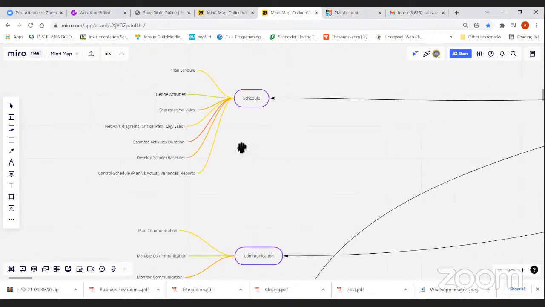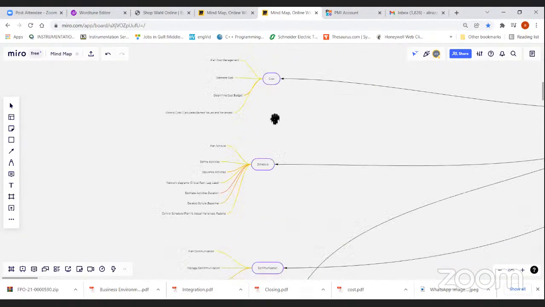From here we generate raw data, or work performance information reports, which go into the integration knowledge area. So this is all about the high level definition of the schedule. Now we can go to the cost.